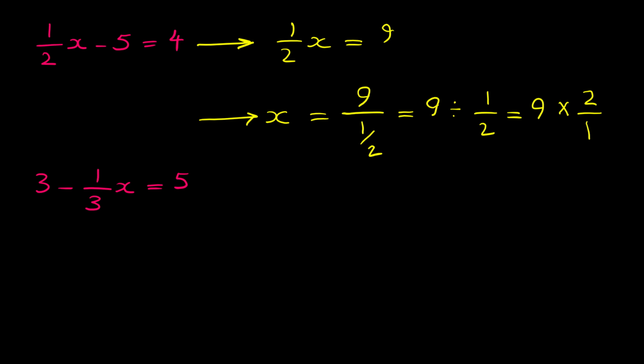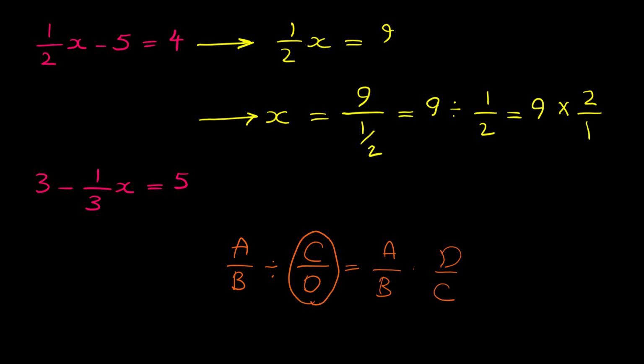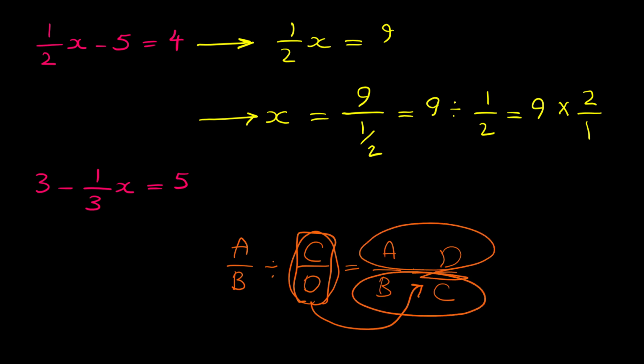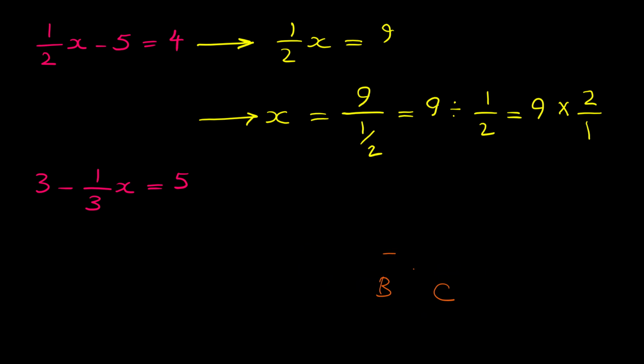Remember, when we want to divide a fraction like a over b by c over d, this was the rule: a over b times d over c. Reciprocal or invert of the second fraction. Then we multiply numerator by numerator, denominator by denominator. This was the rule that we had for dividing fractions. So we use that rule. Now we have 9 times 2, because the denominator of this is 1. 1 times 1 is 1. 9 times 2 is 18. So x is 18.